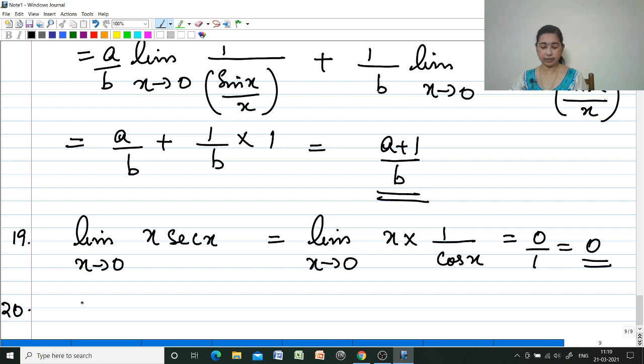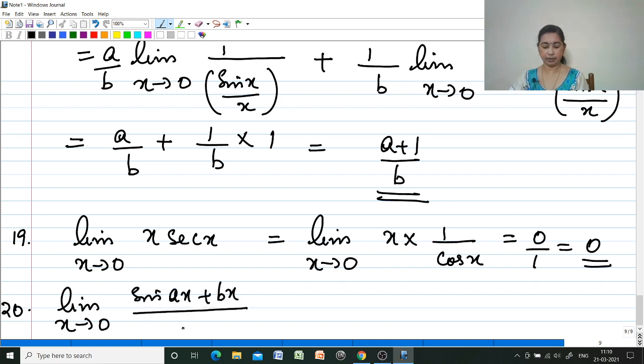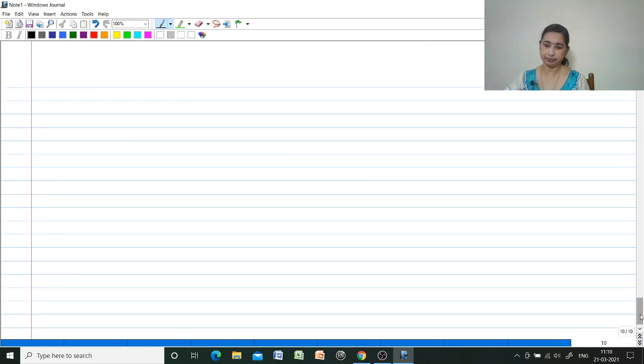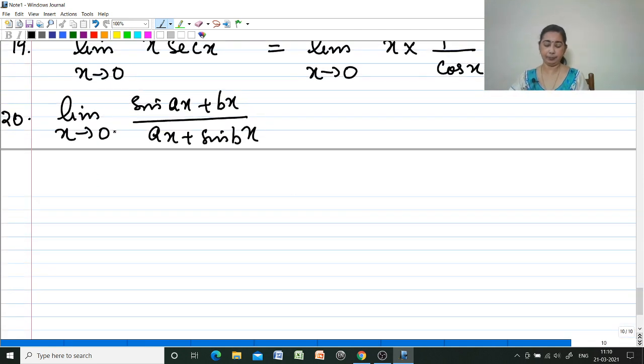Then question number 20, limit x tends to 0, sin ax plus bx divided by ax plus sin bx. So how to apply the limit here? We have to apply the limit separately. Here ax is there, so if it is sin ax, then the denominator of that should be ax. In the same way, here sin bx is there, so the denominator of sin bx should be bx.